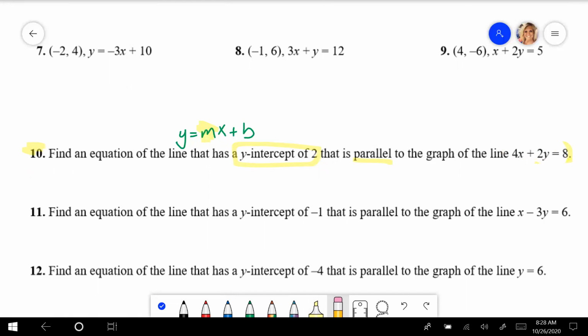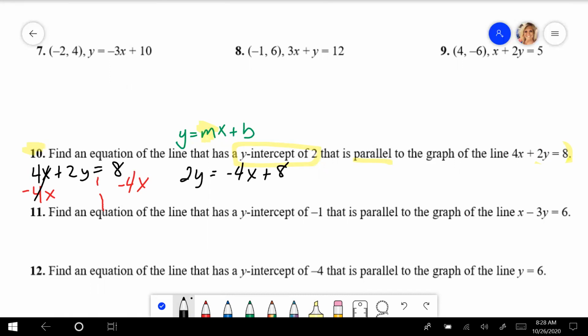So let me take that equation, 4x plus 2y equals 8. Let's find the slope. Subtract 4x from each side. I get 2y equals negative 4x plus 8. Then I will divide by 2. I get y equals negative 2x plus 4.